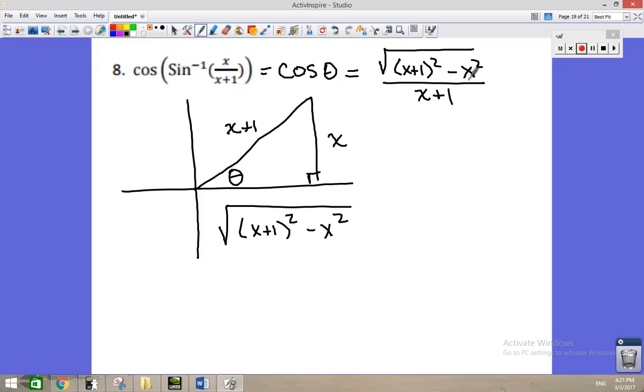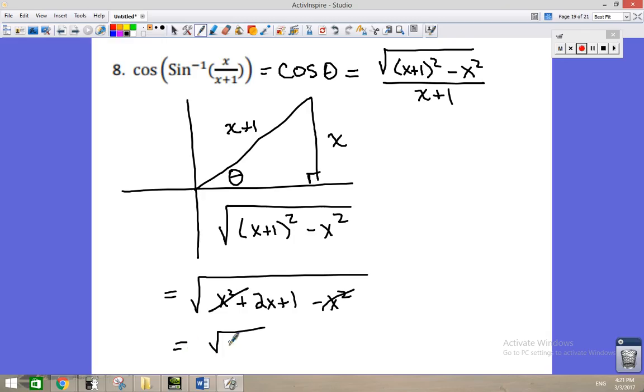Alright, so what if I do multiply this out just out of curiosity to see if this would be x squared plus 2x plus 1 minus x squared. And yeah, I can't simplify this radical. 2x plus 1. So even if I had multiplied that all out and get 2x plus 1, I can't really do anything with it. So either one of those, I mean, that's fine.